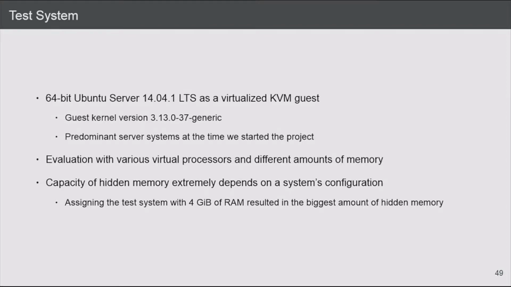As for the evaluation, we used a 64-bit Ubuntu server system as a virtualized KVM guest. This was the predominant server system configuration at the time we started the project. We then evaluated our system with various virtual processors as well as different amounts of memory. And one thing we noticed is that the capacity of hidden memory was extremely dependent on the system's configuration. So for best results, we simply assigned 4 gigabytes of RAM to our test system.